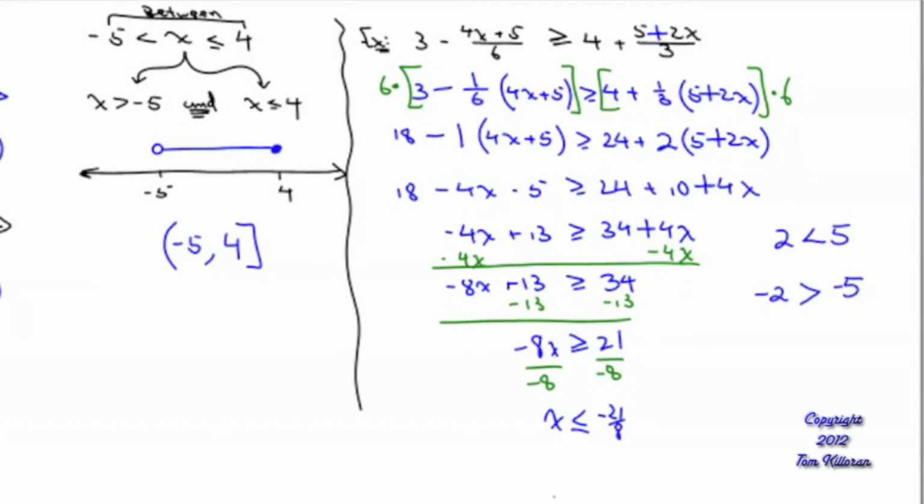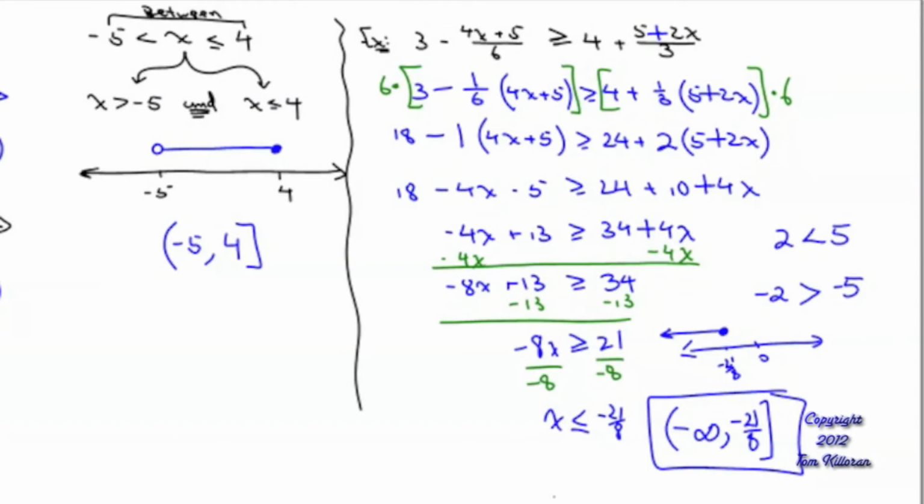Okay. So if I change this into interval notation, whether you do it number line style or not, here's 0, here's negative 21/8. What kind of circle? Closed. Which way would it be pointing? To the left. Interval notation then starts with a parenthesis, negative infinity, because it's going way to the left, comma, negative 21/8, bracket. And this is the solution I'm looking for.